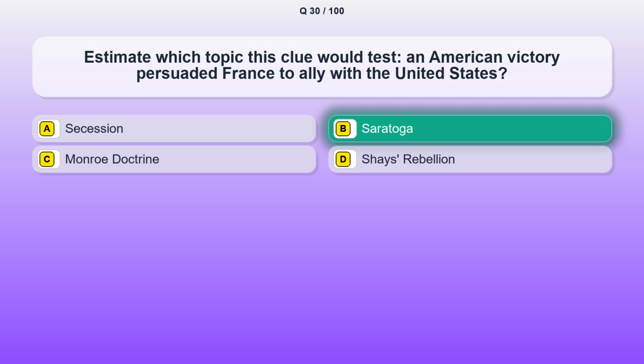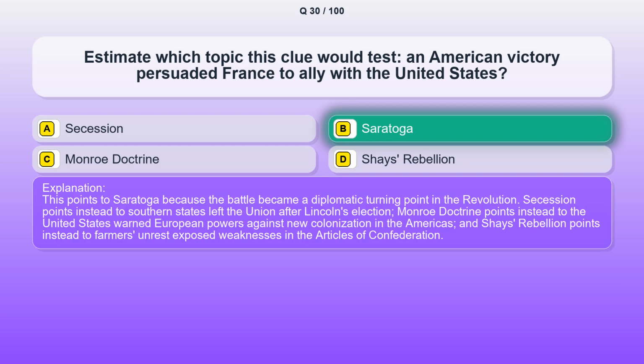The correct answer is option B, Saratoga. This points to Saratoga because the battle became a diplomatic turning point in the Revolution. Secession points instead to Southern states left the Union after Lincoln's election. Monroe Doctrine points instead to the United States warned European powers against new colonization in the Americas, and Shays Rebellion points instead to farmers' unrest exposed weaknesses in the Articles of Confederation.